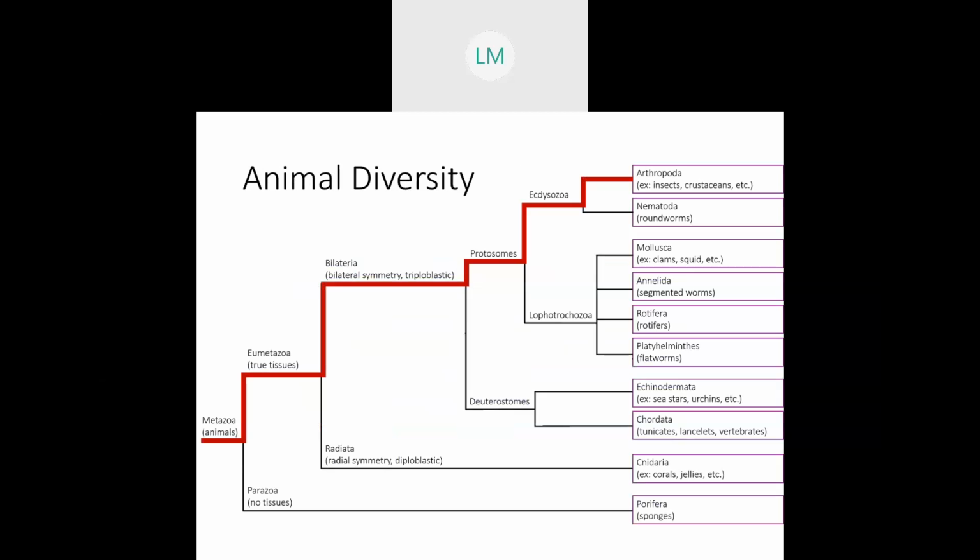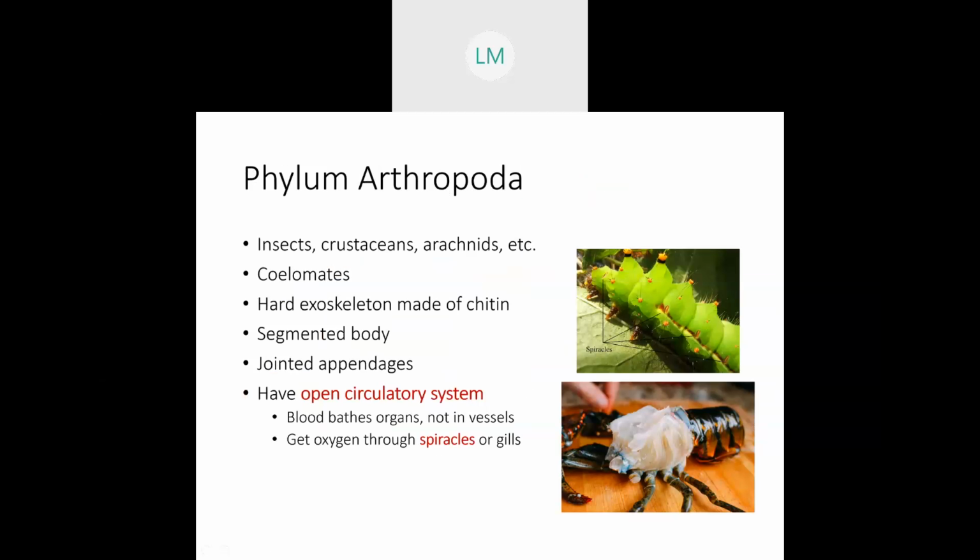All right, so Ecdysozoa, in addition to nematodes, has this other group called arthropods. So we're going to talk about arthropods now. This is the most diverse phylum that we see. We've got insects here, crustaceans, arachnids. There's a huge variety of species in this phylum. All of these are coelomates, so they have this true body cavity, and they also have an exoskeleton made of chitin, right?